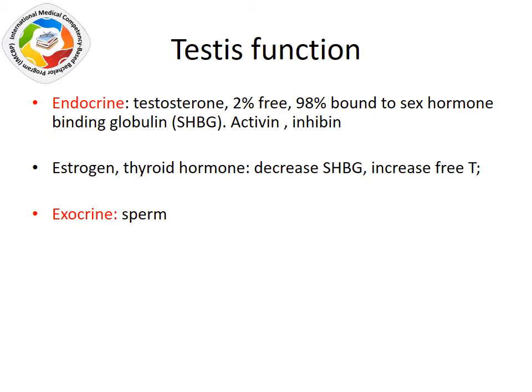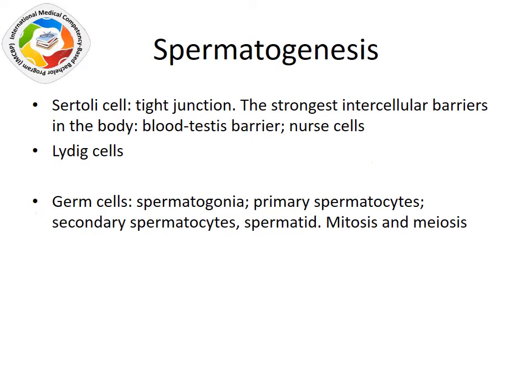About 2% of the serum testosterone is present in the serum in free form, while 98% is bound to globulin. Also, the testes secrete other hormones like activin and inhibin. We must also remember that certain hormones in the body, like estrogen and thyroid hormones, also decrease the serum testosterone.